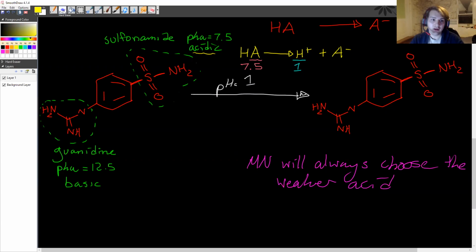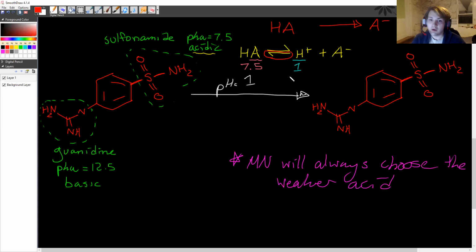And as we know, that I didn't write in, but I should have, is that this is an equilibrium. Right? So based on our rule about Mother Nature, which acid is weaker based on these two values? Well, it's going to be 7.5. All right? So we are going to choose the arrow that faces the weaker acid or the higher pKa, and that's going to tell us the form that's going to be chosen.